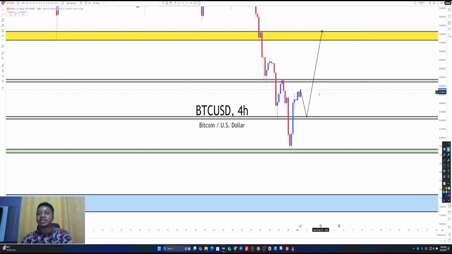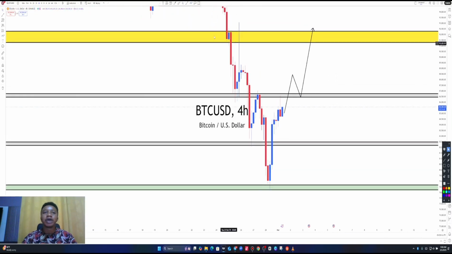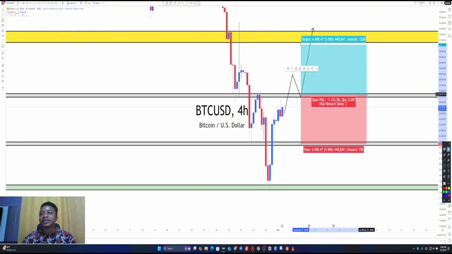What's the second entry scenario? The second entry scenario is that if buyers are able to break above this resistance level of the 4-hour time frame, that will be a push. Wait for a retest, and we also buy all the way to what? The weekly resistance level in this manner. So this is also our second entry scenario on BTC USD. So BTC USD, we are done over here.